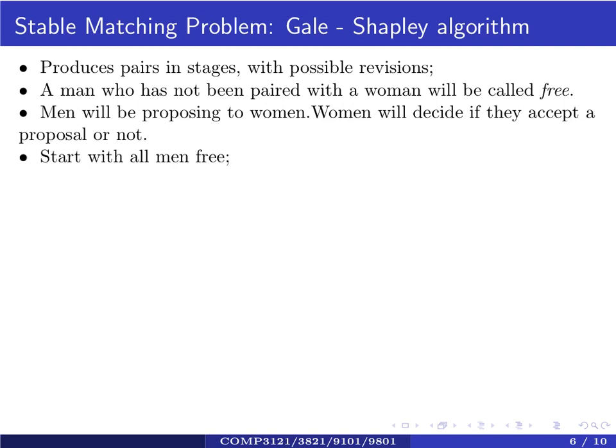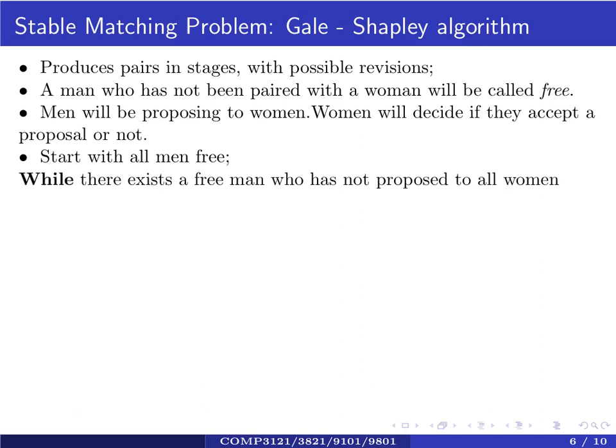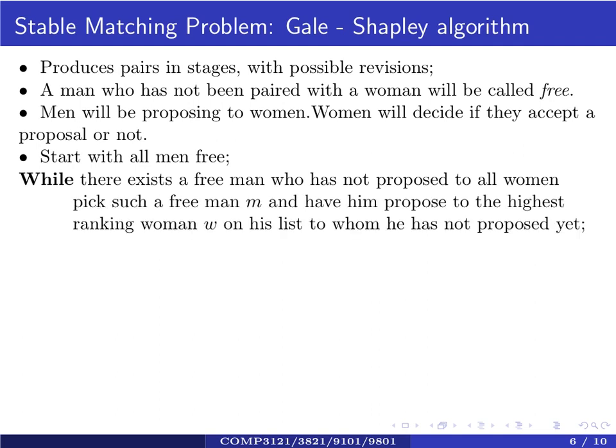We start with all men free, and then, while there exists a free man who has not proposed to all women, we pick any such free man, M, and have him propose to the highest ranking woman, W, on his list to whom he has not proposed yet. So notice this ensures that every man can propose to a woman only once, because each time he proposes to the highest ranking woman that he hasn't already proposed to.